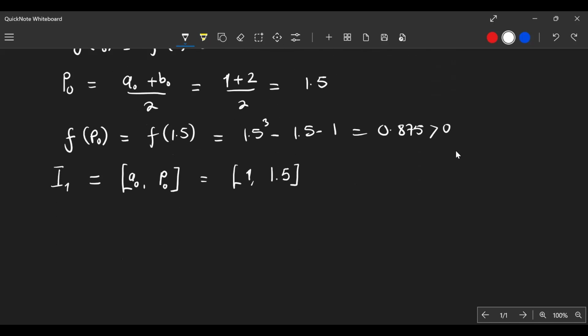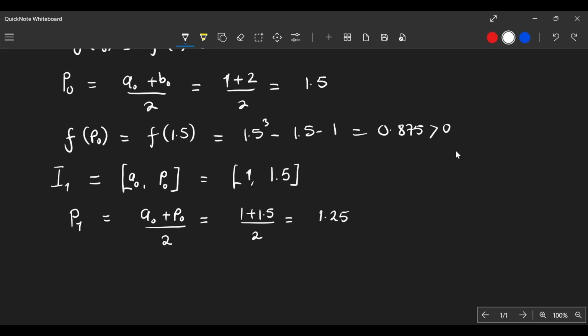Next, I need to find p1, the next root. So p1 will be equal to the new interval, a naught plus p naught, divided by 2. So this will be equal to 1 plus 1.5 divided by 2. So this is how much? Obviously, this should be 1.25. If I get my calculator here, 2.5 divided by 2, that's 1.25. So this is my p1.